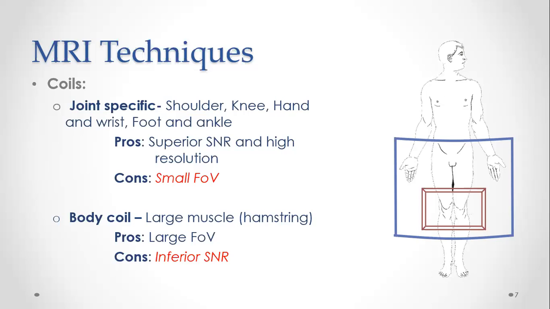If you have a patient who has a pathology that involves a larger field of view, such as, for example, a hamstring muscle tear, then you would rather have a body coil to cover that large anatomy. The disadvantage of using a body coil, however, is the inferior SNR. So it's more of a trade-off between what you really want to see, what anatomy and pathology you're dealing with, and selecting the appropriate coil is always vital.